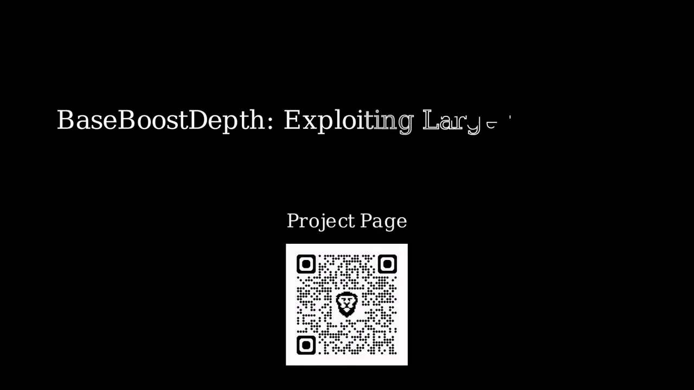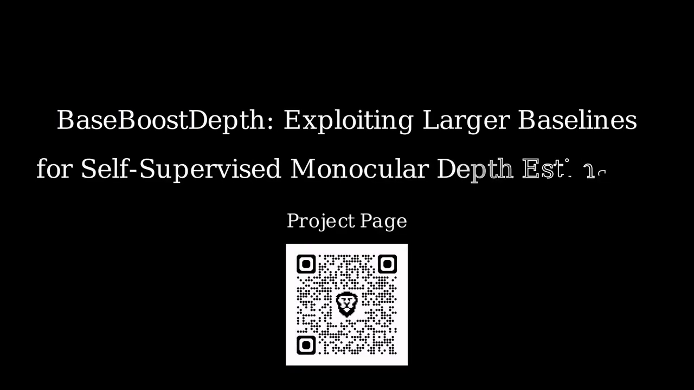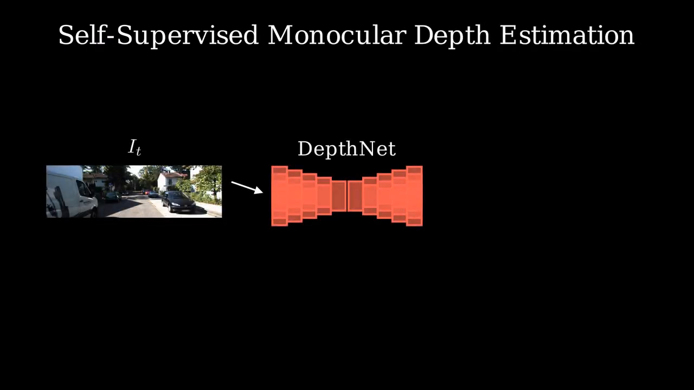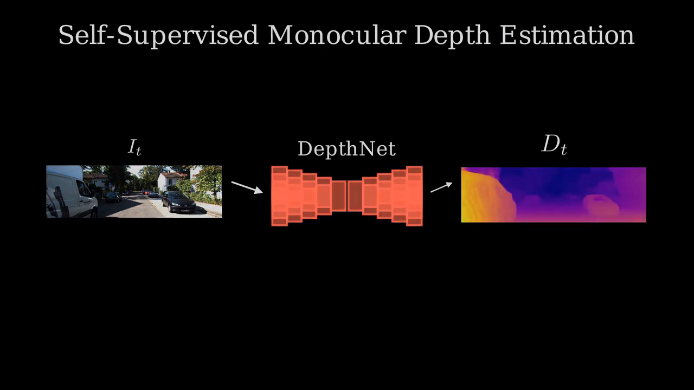Welcome to BaseBoostDepth, exploiting larger baselines for self-supervised monocular depth estimation. Monocular depth estimation aims to estimate the per pixel depth for a given input image, and in this case is trained without the need of ground truth data.